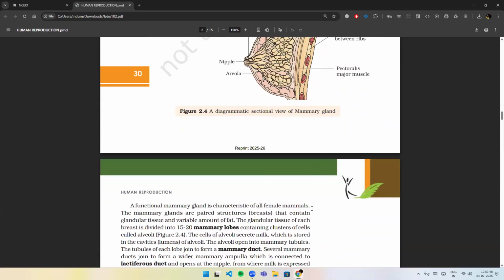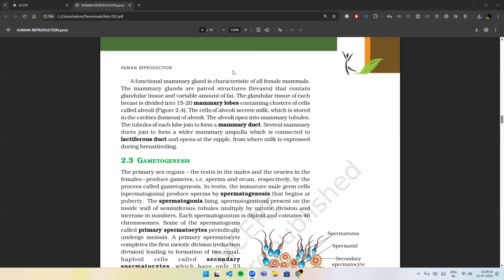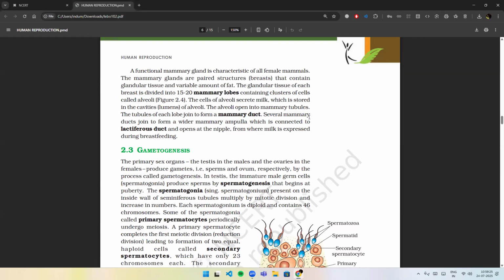A functional mammary gland is characteristic of all female mammals. The mammary glands are paired structures that contain glandular tissue and a variable amount of fat. The glandular tissue of each breast is divided into 15 to 20 mammary lobes containing clusters of cells called alveoli. The cells of the alveoli secrete milk, which is stored in the cavities (lumens) of the alveoli.